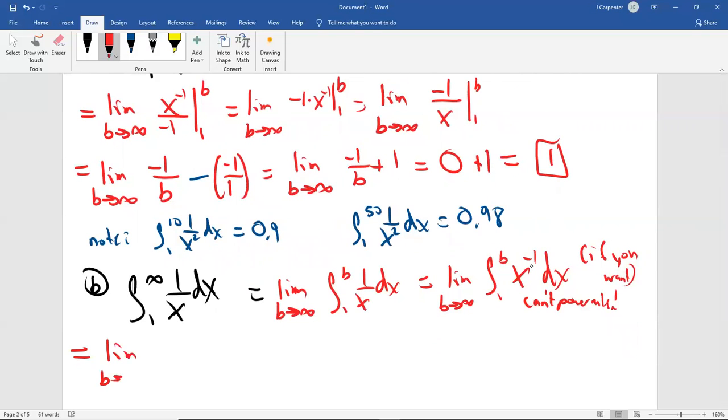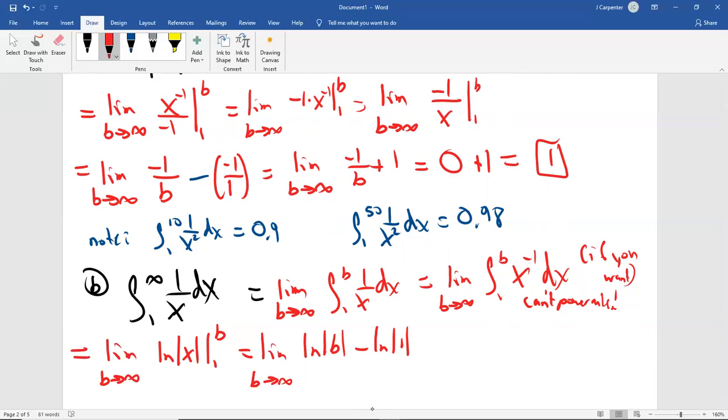It's just the limit as b goes to infinity of the natural log of the absolute value of x from 1 to b. Now you might say, I know I'm plugging in positive values so I can drop my absolute value. That would be okay since we're doing an area. That would certainly be fine. All right, so this is the limit as b goes to infinity. I will leave it, though, to be technically correct. The natural log of the absolute value of b minus the natural log of the absolute value of 1.